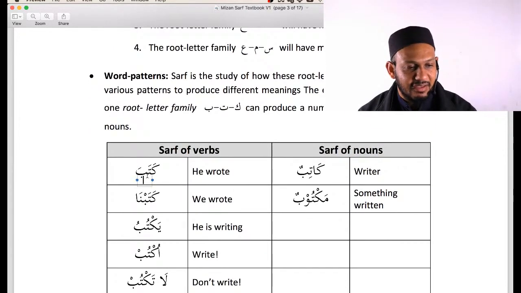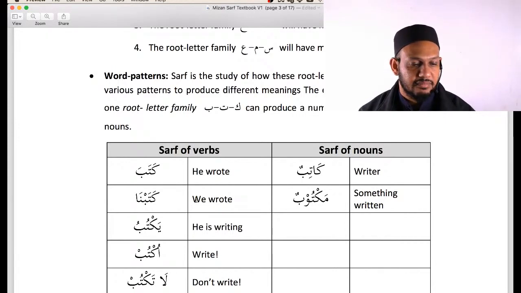So for example, there's a pattern kataba, which means he wrote. If you say nasara, it will be he helped. Then there's a pattern katabna, which means we wrote. If you put another root letter family on the same pattern, like nasarna, it will mean we helped. So it's the same pattern. Yaktubu, he is writing. Yansuru, he is helping. Uktub, write. Unsur, help. La taktub, don't write. La tansur, don't help. So those are examples of how we're taking one family, kataba, and making multiple words.